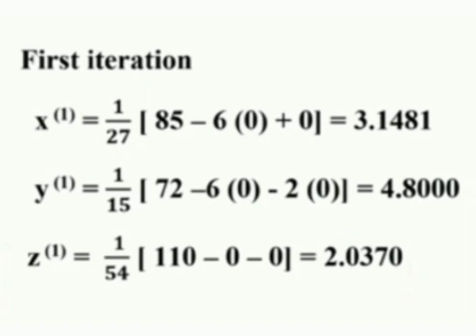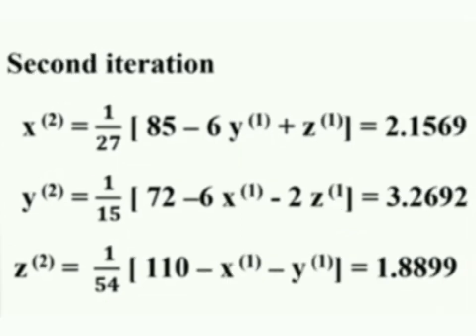Next, we are going to substitute the x and z values in y. y is equal to 1 by 15 into 72 minus 6 into 0 minus 2 into 0, which equals 4.8000. Then substitute y and x in the third equation. z is equal to 1 by 54 into 110 minus 0 minus 0, which is equal to 2.0370.